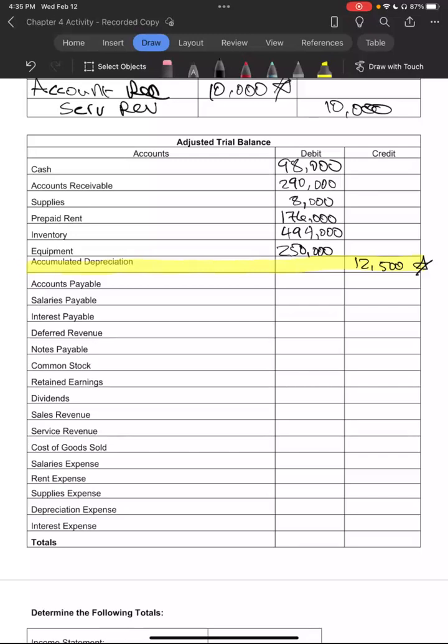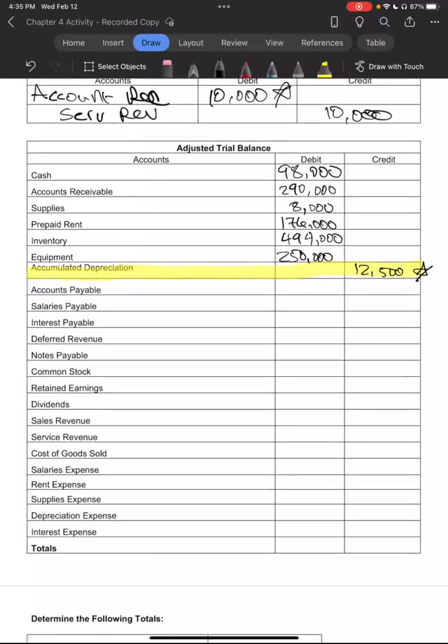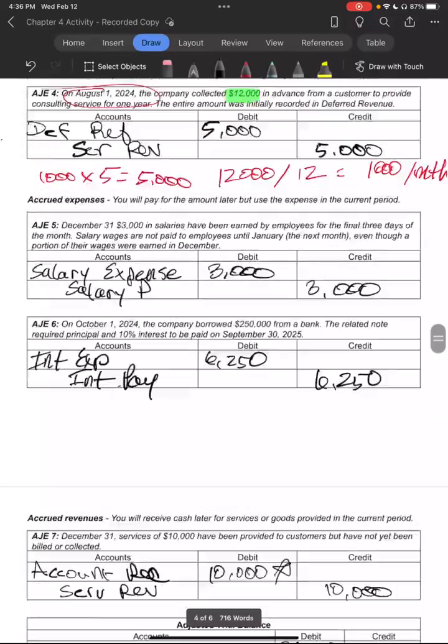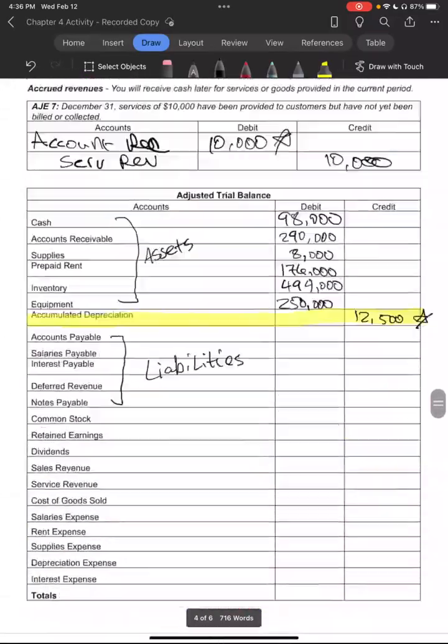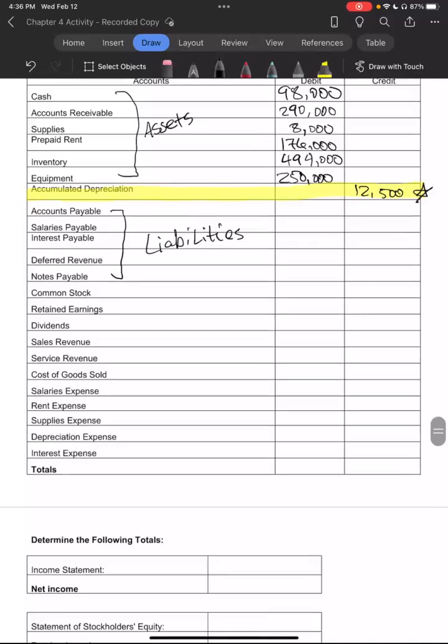We're going to move on to payables. So you can see we've got all of our assets right here. Notice our assets go first, much like on our balance sheet. Now we're going to move on to liabilities, and we can see that right here are all of our liabilities. Okay. So accounts payable. Did we impact accounts payable at all? I don't believe that we did. So accounts payable is going to remain the same at $14,000.